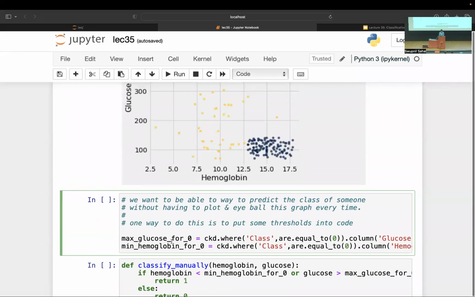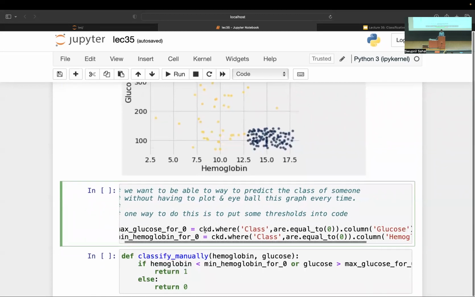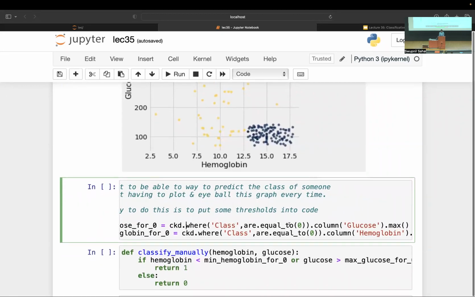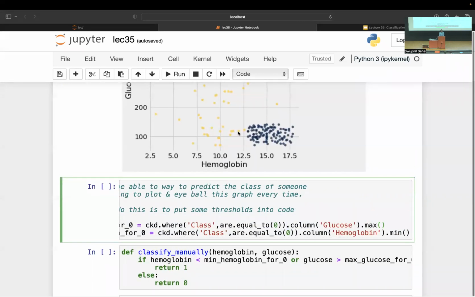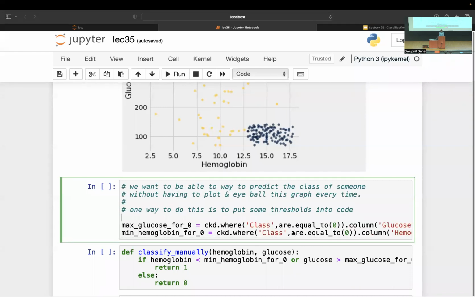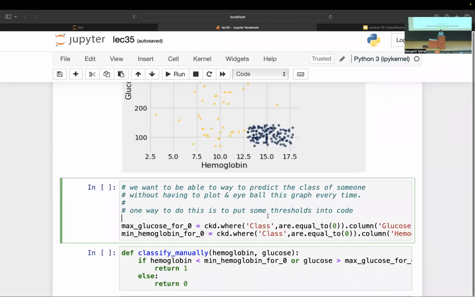What we can do is figure out the maximum glucose value to be in this region. That's what this first line is going to do. And then what's the minimum hemoglobin value on the left side of this cluster of points. That's what both of these are going to do. So for the maximum glucose, let's take everybody whose class is equal to 0, look at the glucose column, and then find the maximum. That's saying take all the blue points, find the maximum value. And the bottom one is saying take everybody who's 0, and look at the minimum hemoglobin. So take all the blue points, find the smallest hemoglobin value. Now we have our limits, so just go ahead and run this.